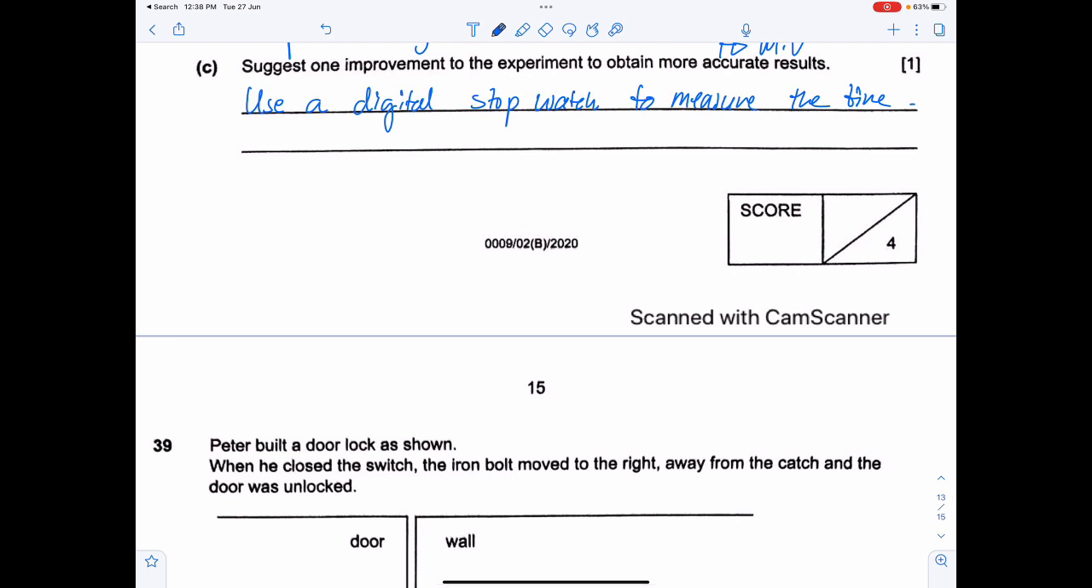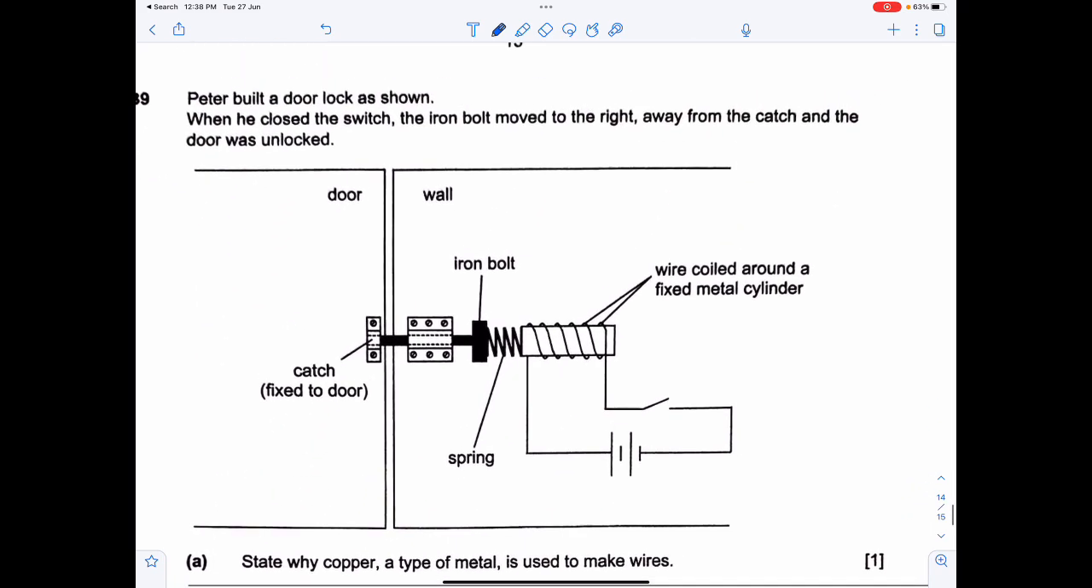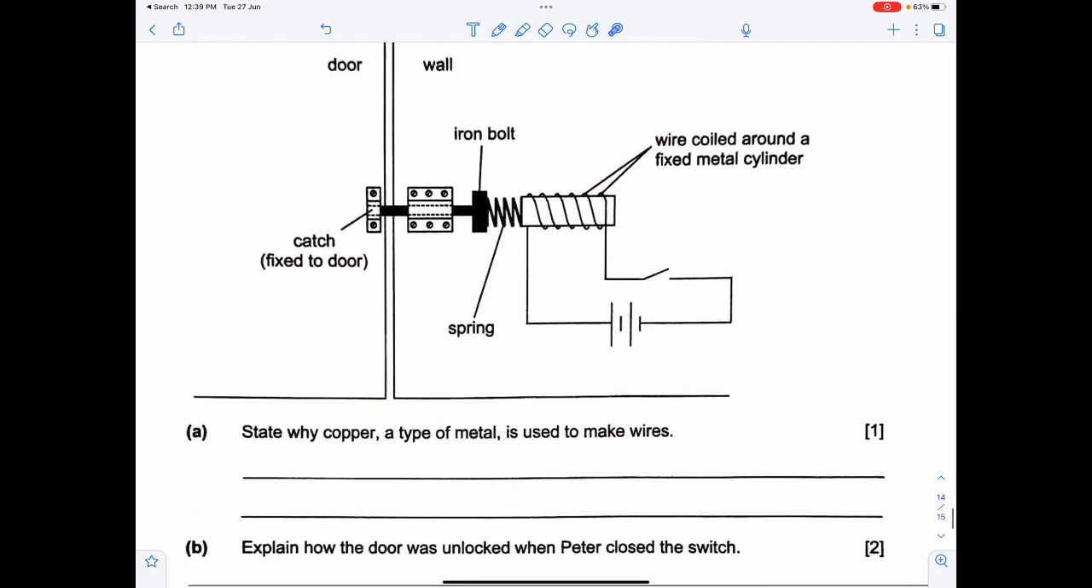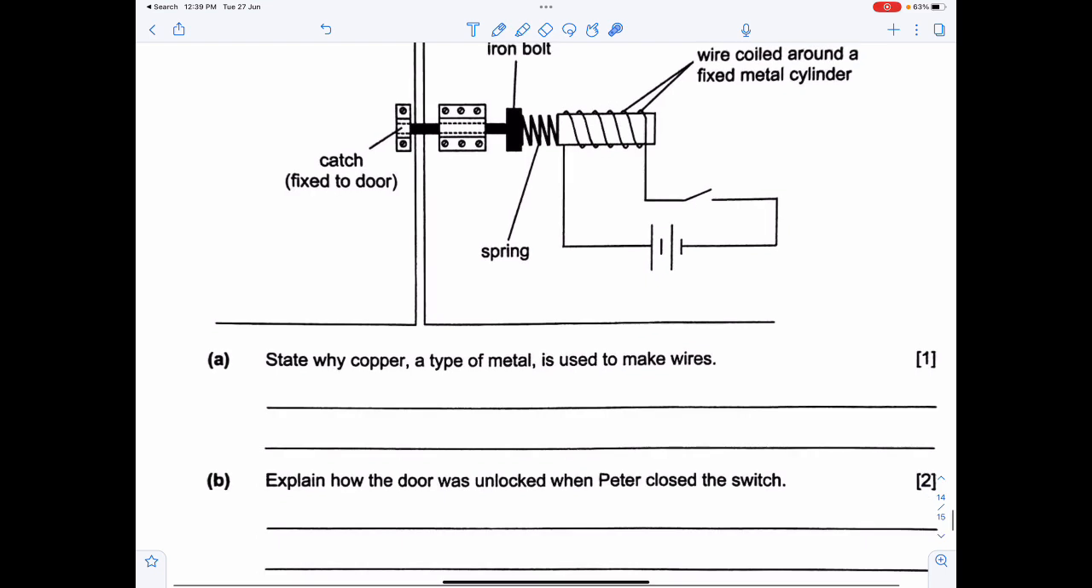Question 39. Okay, Peter built a door lock as shown. When he closed the switch, the iron bolt moved to the right. Okay, to the right is this way, away from the catch. The catch is here. So this unlocks the door. State why copper, a type of metal, is used to make wires. Please, it's not because it's magnetic. It is because copper is a good conductor of electricity.